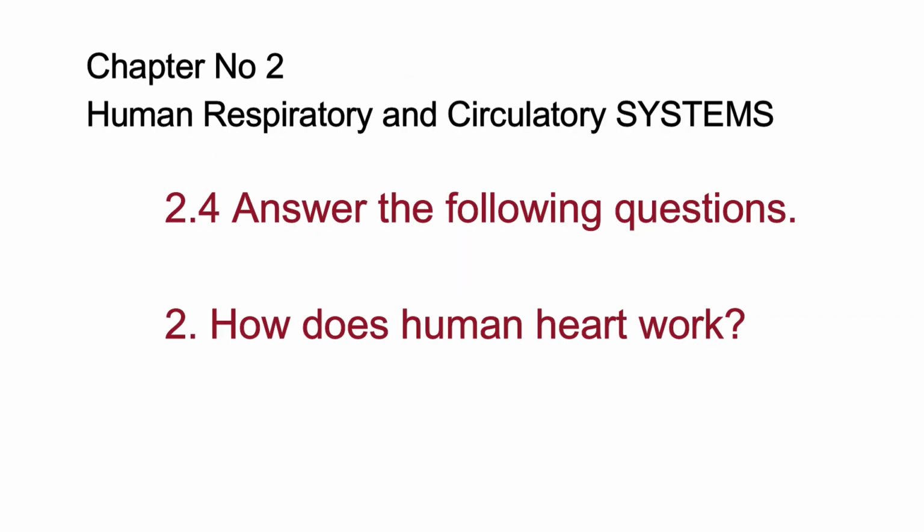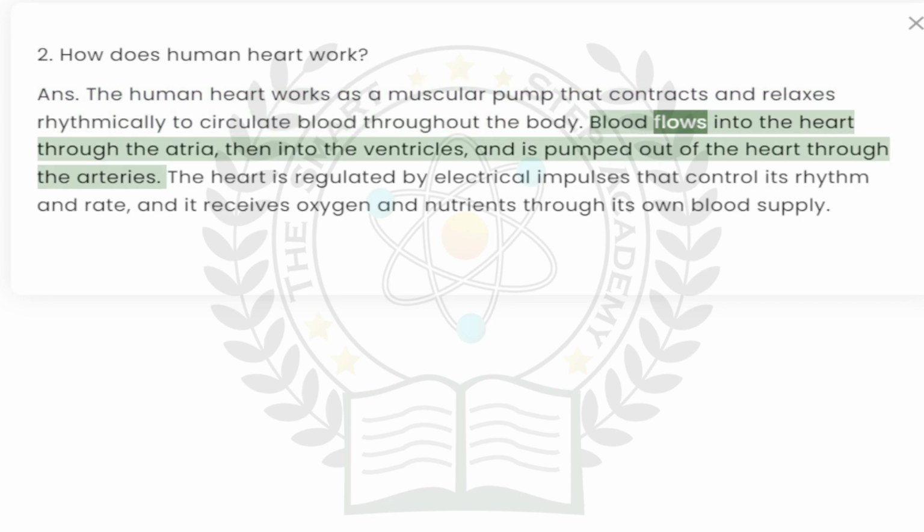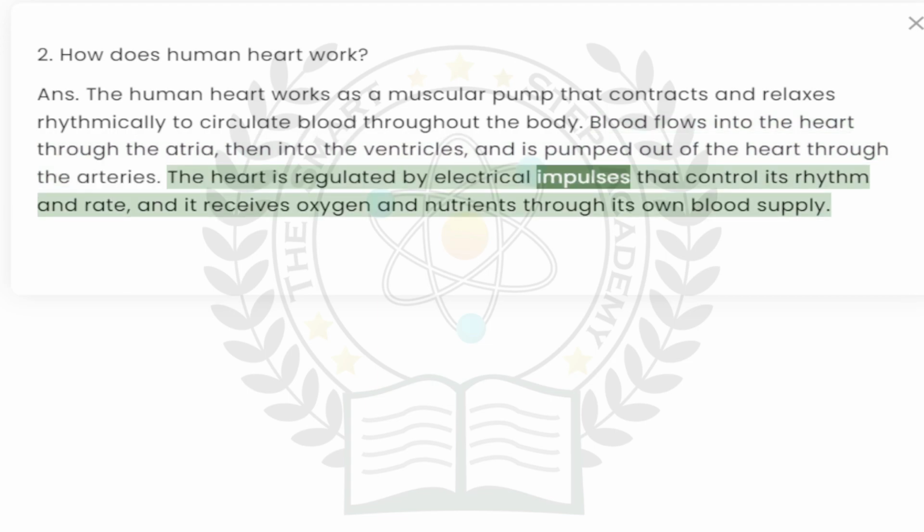2. How does human heart work? ANS. The human heart works as a muscular pump that contracts and relaxes rhythmically to circulate blood throughout the body. Blood flows into the heart through the atria, then into the ventricles, and is pumped out of the heart through the arteries. The heart is regulated by electrical impulses that control its rhythm and rate, and it receives oxygen and nutrients through its own blood supply.